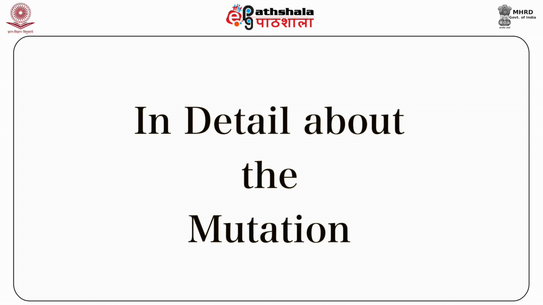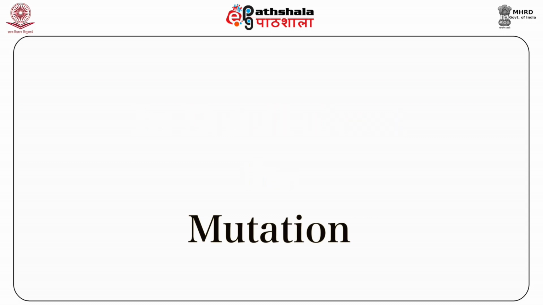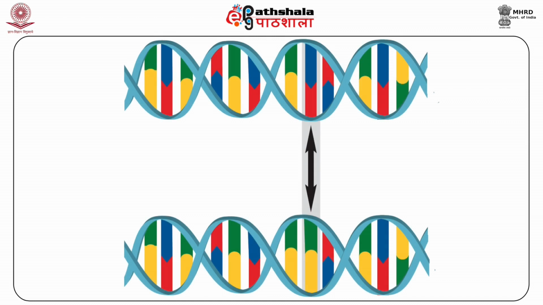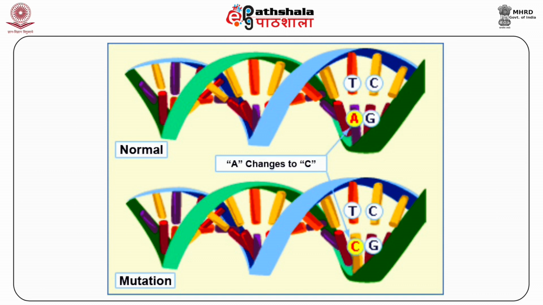Now, let us learn in detail about mutations. Mutation is a change of the nucleotide sequence of the DNA or a change in the structure of a chromosome. Mutation is basically caused by mutagens, which are the mistakes in the base sequence of DNA. Here we can see that in a normal DNA sequence, thymine always pairs with adenine, but when it is wrongly base paired with cytosine, the sequence changes and thus a mutation occurs.